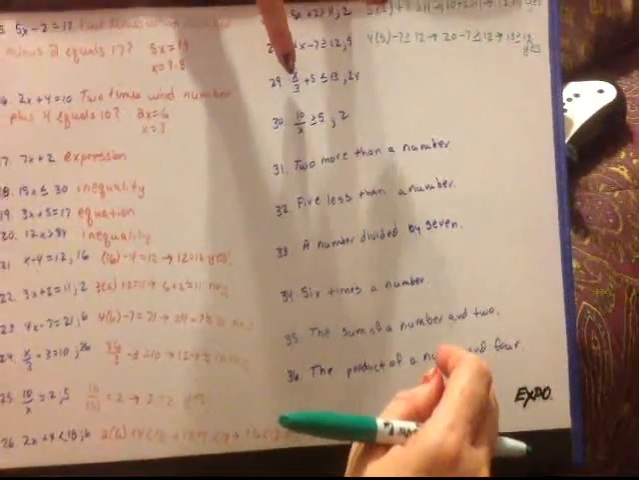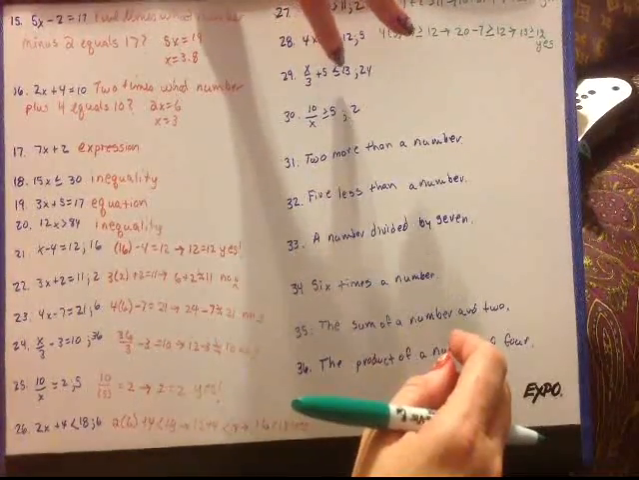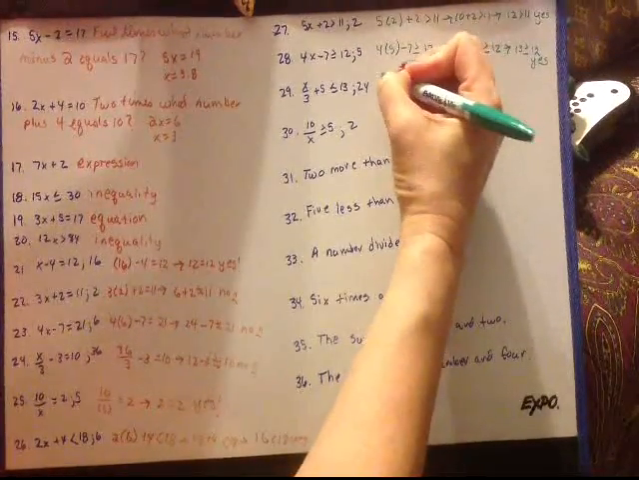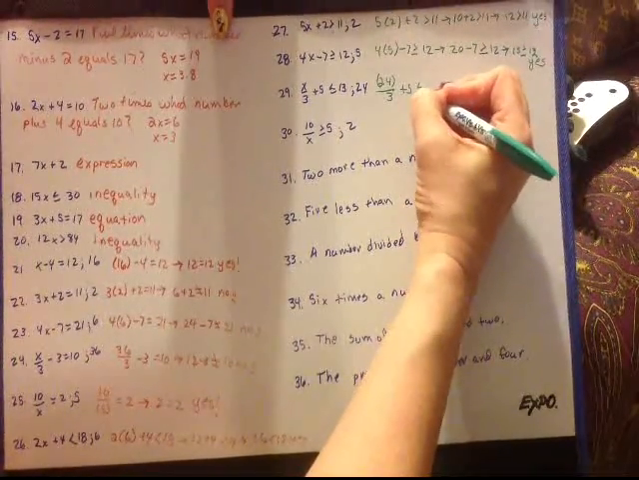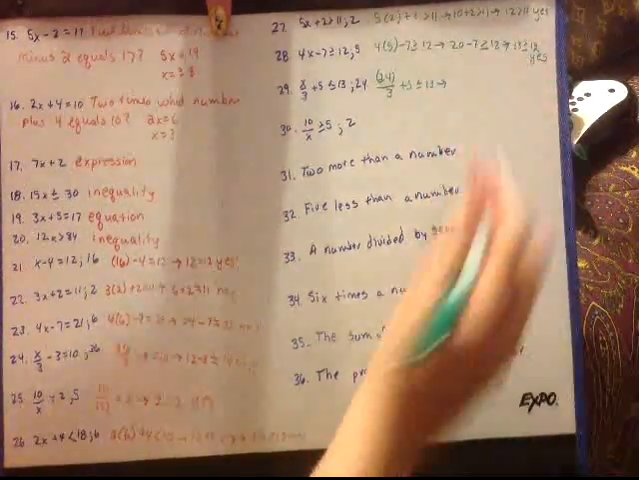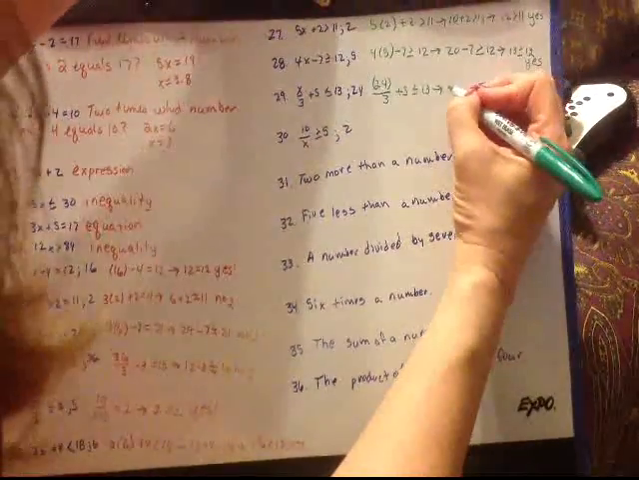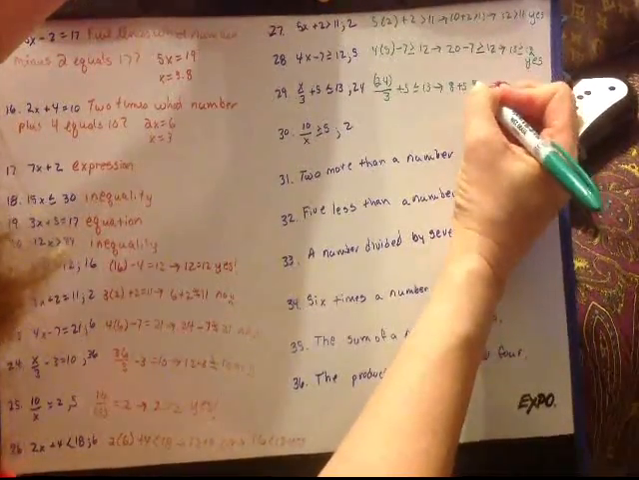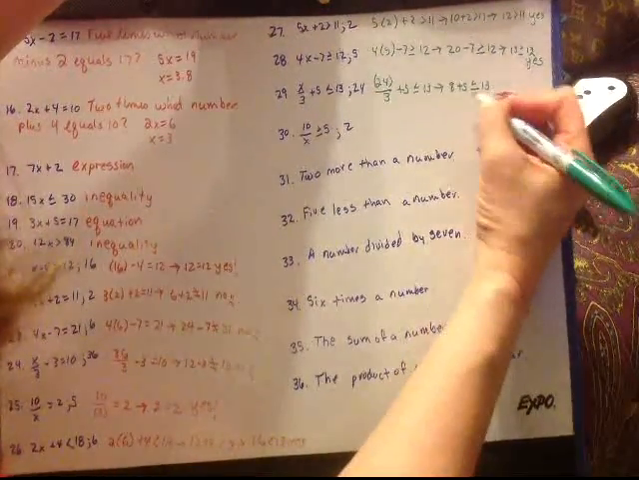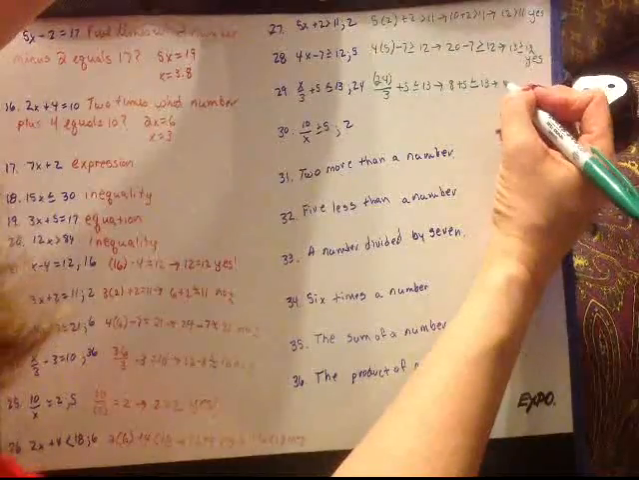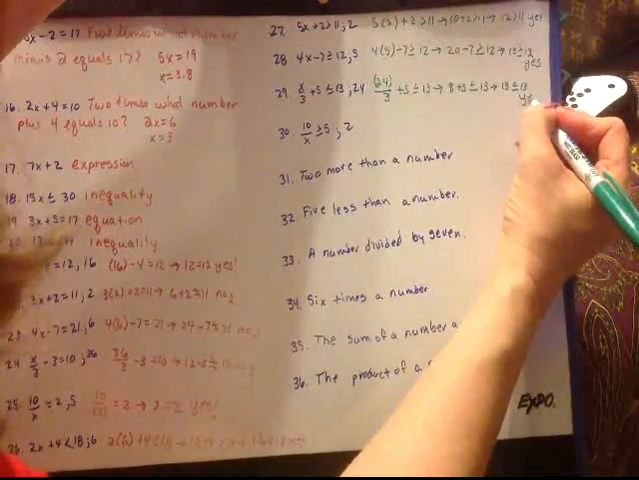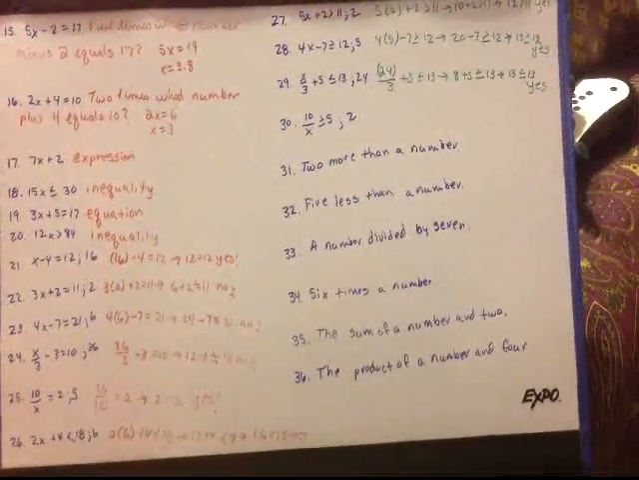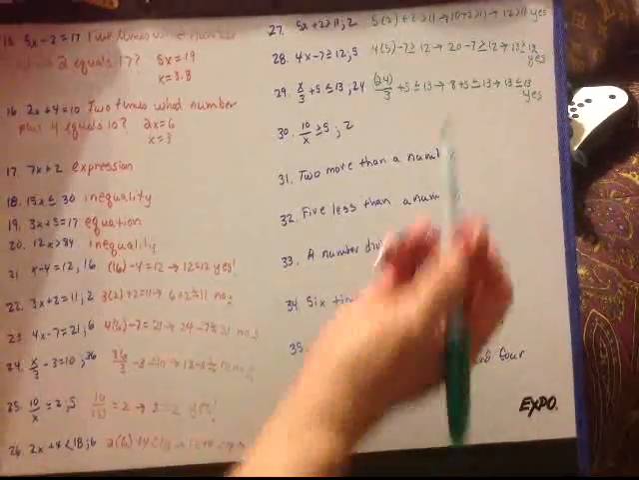Number 29. X divided by 3 plus 5 is less than or equal to 13, and the number is 24. So 24 divided by 3 plus 5 is less than or equal to 13. Well, 24 divided by 3 is 8, plus 5 is less than or equal to 13. I believe this one's going to be true. 8 plus 5 is 13. 13 is less than or equal to 13, so we have another yes. We don't usually have so many yeses in a row. It just worked out this way.